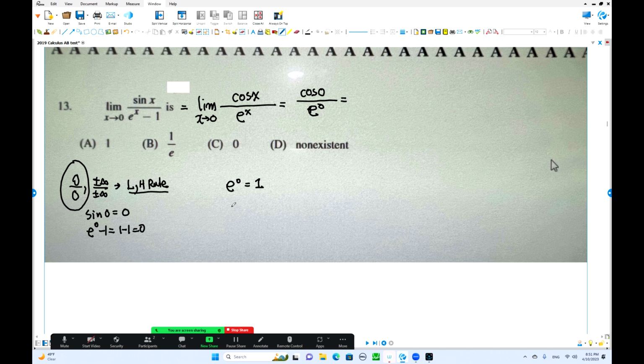Cosine 0, we know, has the value of 1, okay? E to the 0 is 1 too. So 1 over 1 is 1. That's the limit value, okay? We used L'Hopital's rule just one time, okay?